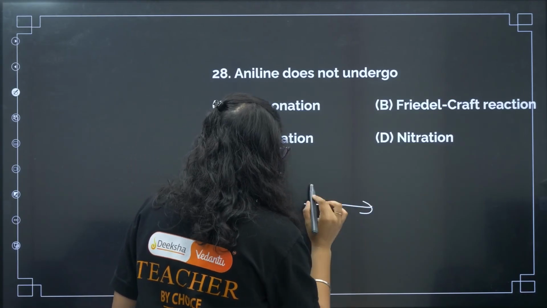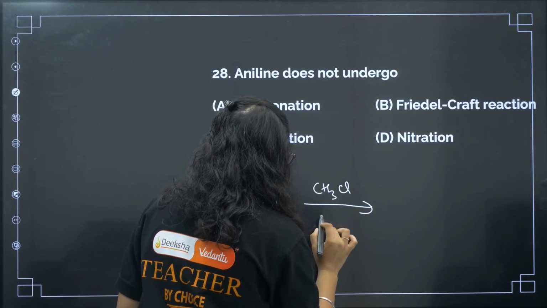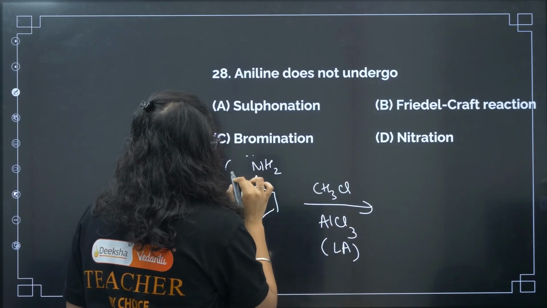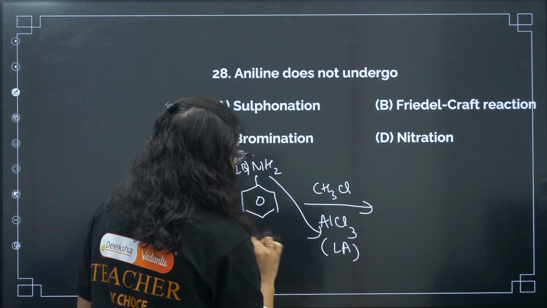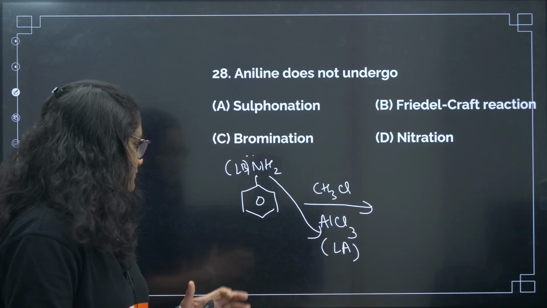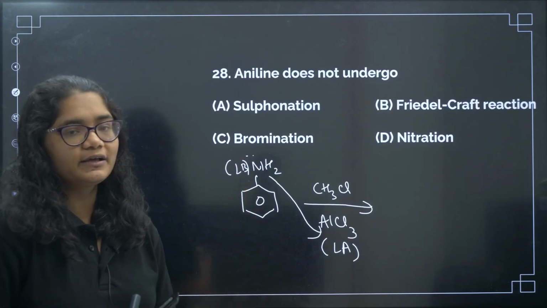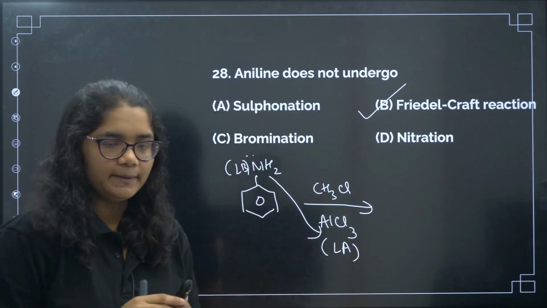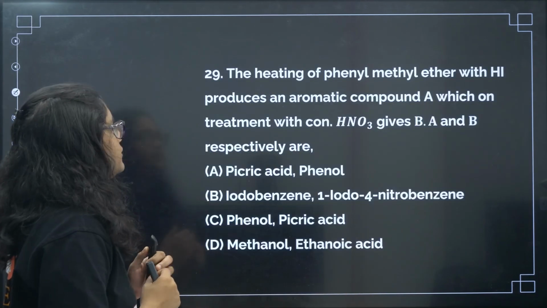And in Friedel-Crafts reaction we take CH3Cl and AlCl3. Now this is a Lewis acid and this is a Lewis base. So this acid-base reaction takes place and the electrophile cannot be generated, right? So that is why aniline does not undergo Friedel-Crafts reaction. So the correct answer for this question is option number B. Now coming to the next question, 29.